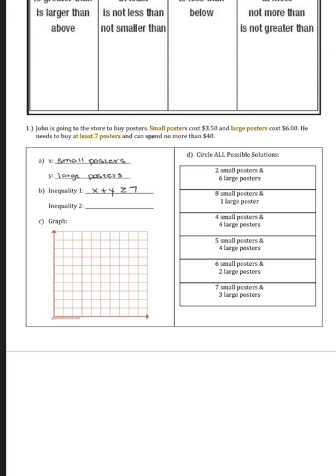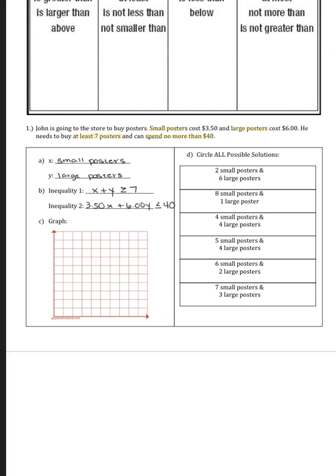Now it also tells me that he can spend no more than $40. So based on the inequality, I have $3.50 because each of my small posters is $3.50. So I have 3.50x plus 6y, because my large posters are $6 each, and I can spend no more than $40. So I have to have less than or equal to 40. All right, so now that we have determined our two inequalities, we're going to go ahead and graph them.